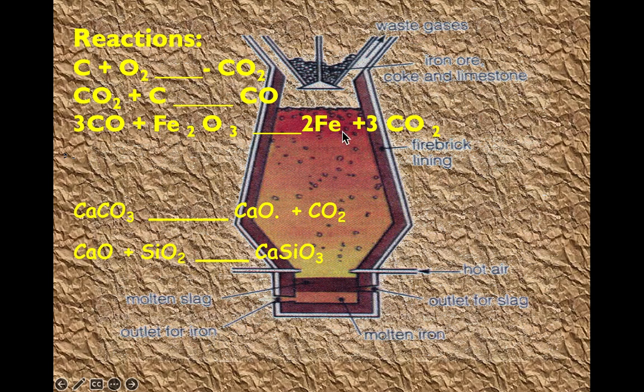Still, it contains impurities. So we add another charge, which is calcium carbonate. By thermal decomposition, it will give calcium oxide and carbon dioxide, which will also evolve as a waste gas. The calcium oxide will react with the silicon oxide, which is in the hematite as an impurity, to give calcium silicate. Now we get rid of all impurities, and we can use the iron.